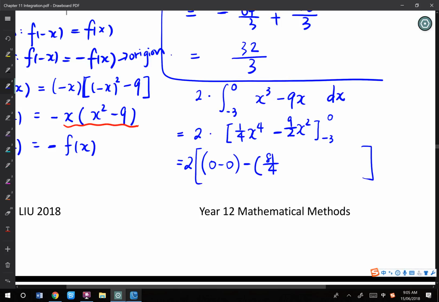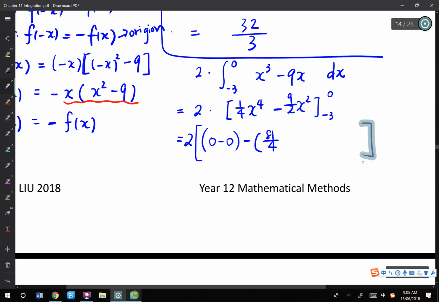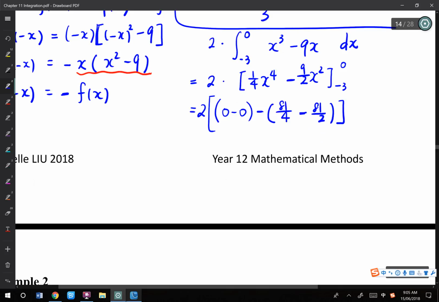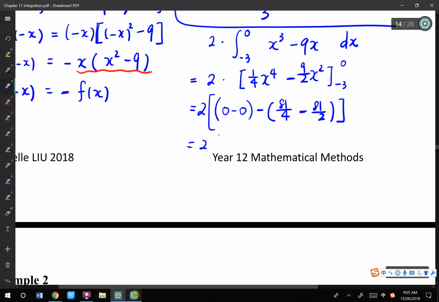I'm just thinking where's wrong because the value seems to be positive, negative. Yes, it's 9x. Where did I get the square from? Okay, sub 0 in, get 0, and sub -3 in, -3 to the power of 4 is 81 over 4. And that's a minus 81 over 2. 3 squared is 9, 9 times 9 is 81, that's 81 over 2. And that's 2 lots of 0 minus 81 over 4, and then plus 81 over 2.